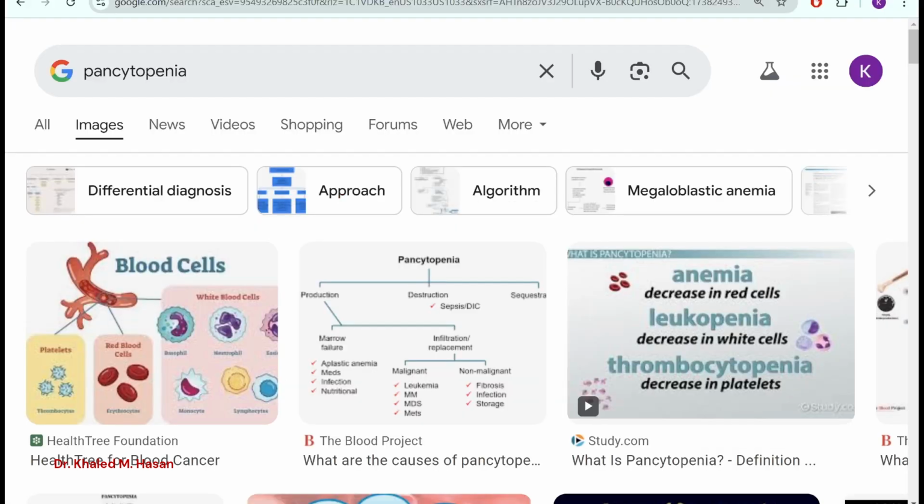By searching the Google image for pancytopenia, you can see here we are talking about deficiency, decreased number of red blood cells, and we have now anemia, with decreased number of white blood cells, leukocyte, then decreased number of platelet. We talk this one thrombocytopenia. So when we talk about pancytopenia, we talk about decreased number of cells in the blood, include red blood cells, white blood cells, and platelet.